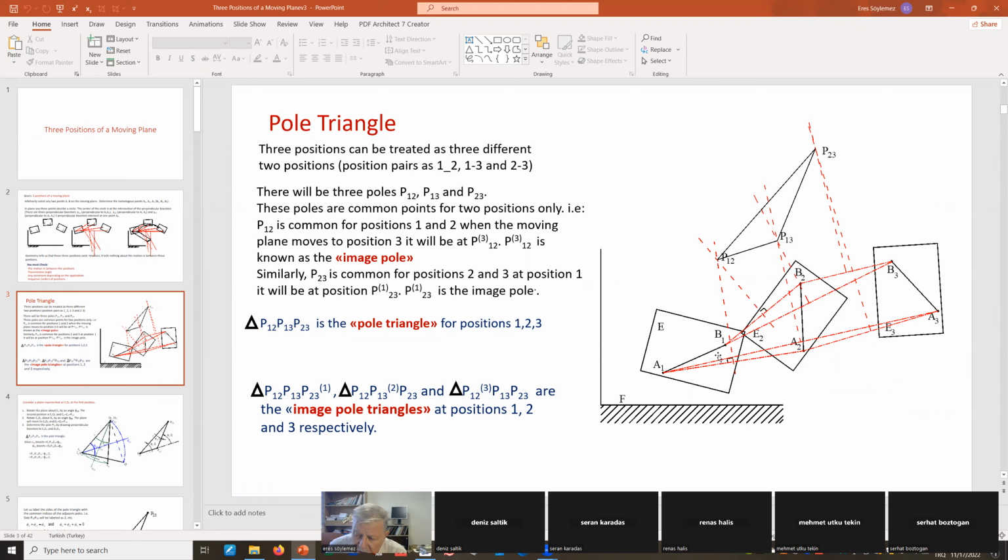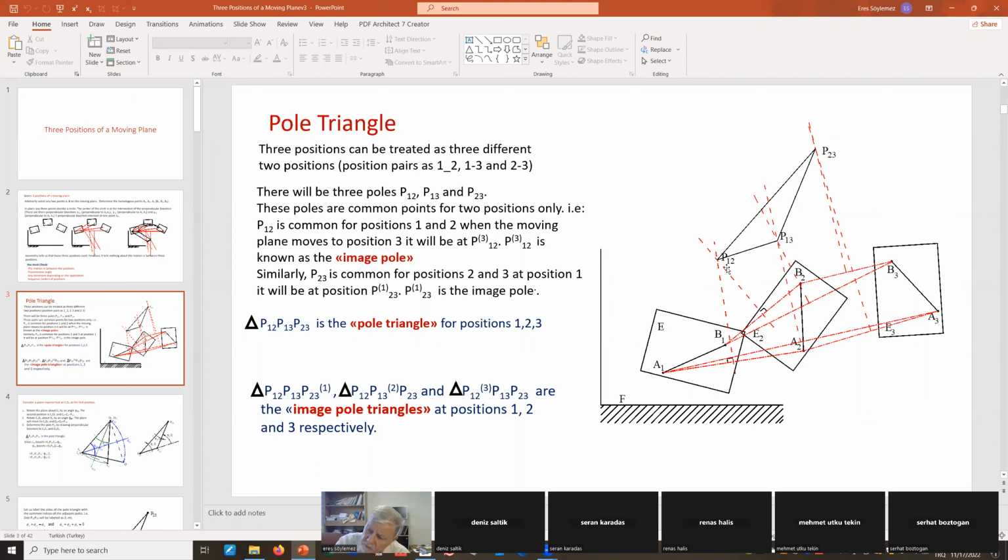The pole triangle is the triangle formed by the poles. If I take 2 positions at a time, I have 3 poles, P12, P13, and P23. This is the pole triangle. P12 is common for positions 1 and 2. P13 is common for positions 1 and 3. P23 is common for positions 2 and 3.